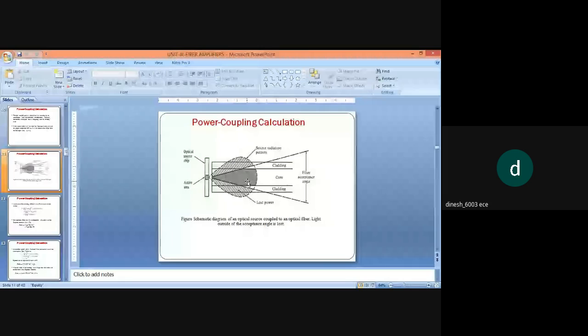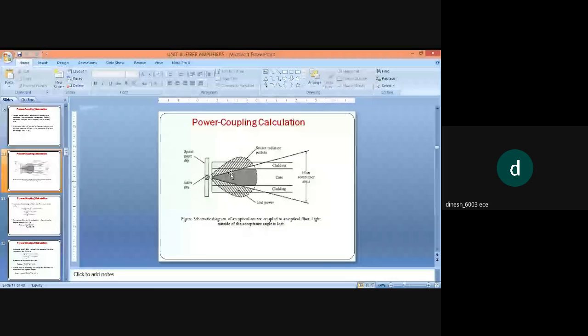Signals propagate through the core of the fiber. So during this coupling, light signals which are being radiated above the fiber acceptance angle get lost. So that has to be reduced.